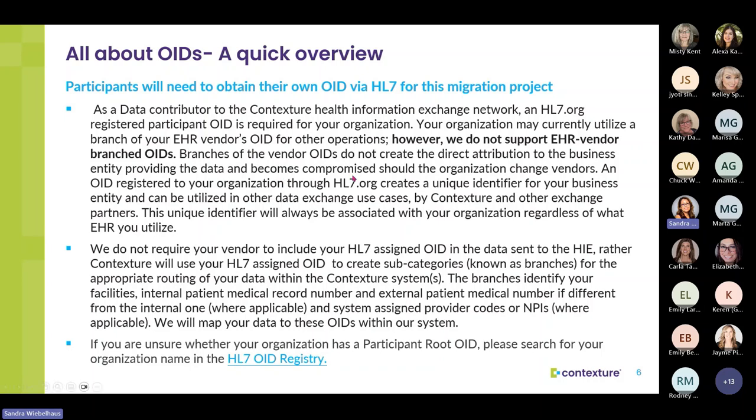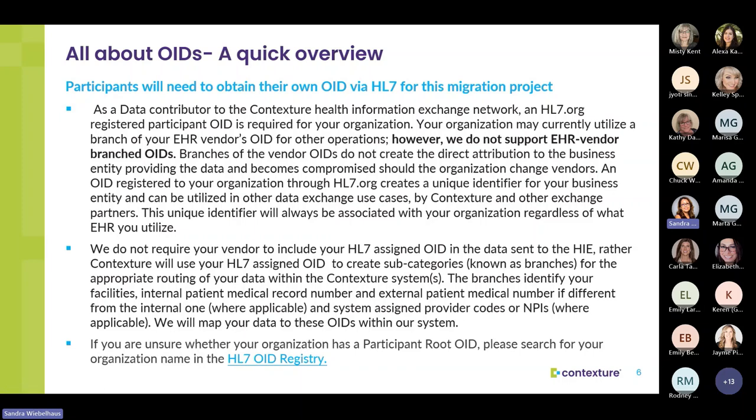And the reason for this is because, for example, if you do have a vendor branched OID and you are no longer with that vendor, let's just say you're with Allscripts and you no longer have Allscripts and they supply that OID for you, you cannot take it with you. It belongs to the vendor. And we do not have a way to identify you as that sender of that data, and you do not own that data, right? So this is the reason why we want you to apply for your own HL7 OID in our registry. That is one of the reasons.